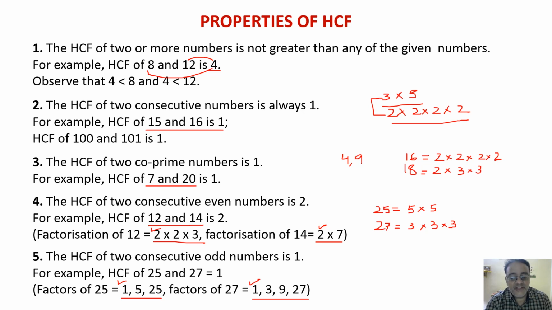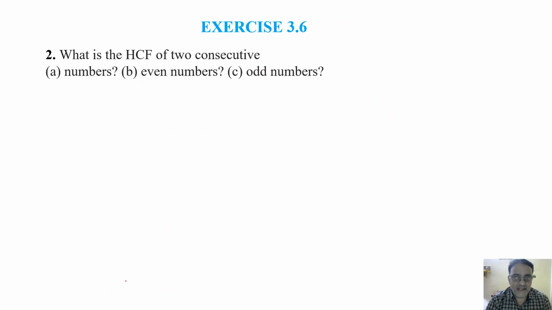Okay. So based on this property, now we are going to solve one NCERT question. See, same exercise, question number 2. What is the HCF of two consecutive numbers? Aditya, what is the HCF of two consecutive numbers? Yes? 1. HCF is 1. HCF कभी भी 0 नहीं होता है. कोई भी कॉमन फैक्टर नहीं है तो 1 लिखेंगे.